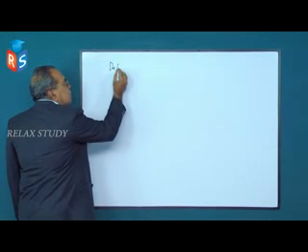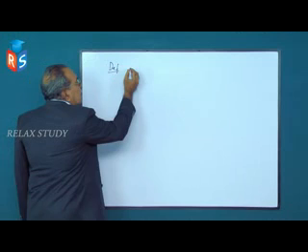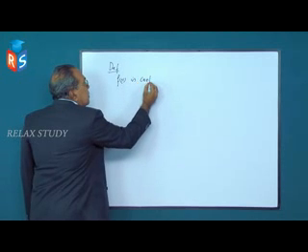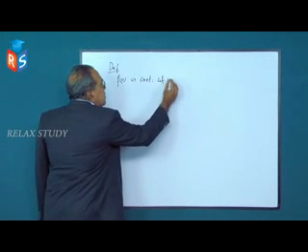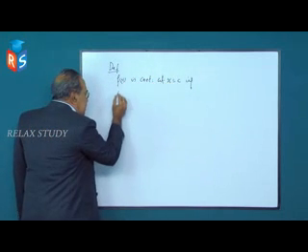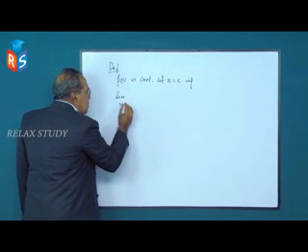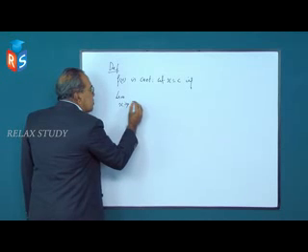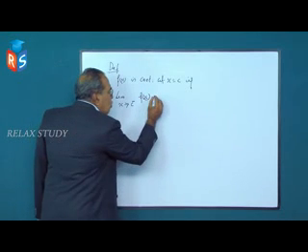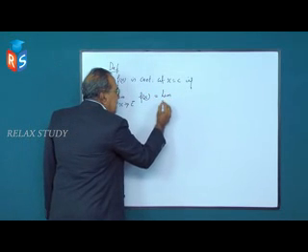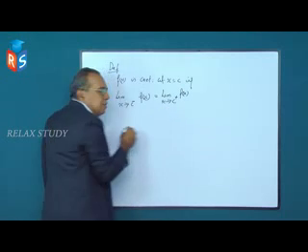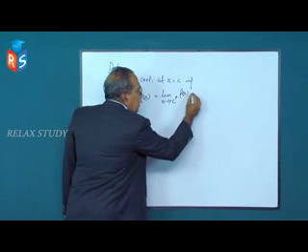Definition. f(x) is continuous at x equals c if the limit as x tends to c minus of f(x), or we call it the left hand side limit, is equal to the limit as x tends to c plus of f(x), or we call it the right hand side limit, is equal to f(c).